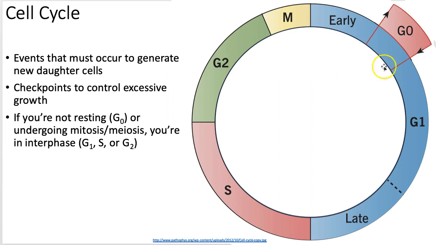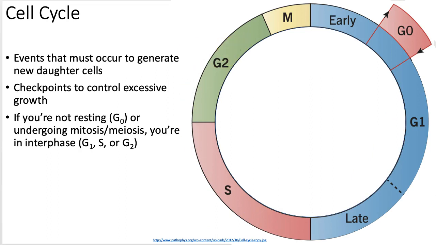So we do have all these different stages. I'm going to go through each of those stages, and pretty much each stage has checkpoints. And those checkpoints are going to restrict excessive growth. Okay, and so I'm going to spend a whole bunch of time talking about those as well. Now, if you're not in your resting G0 state, or if you're not undergoing mitosis or meiosis, so if you're not in your M phase or your G0 phase, then we call all the rest of this, so the blue, the red, and the green here, those are called interphase.